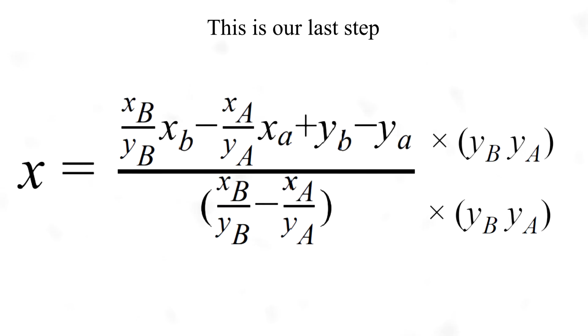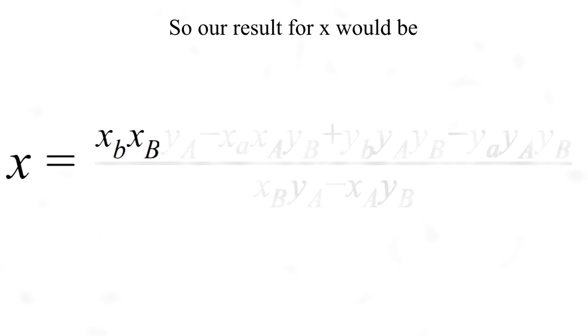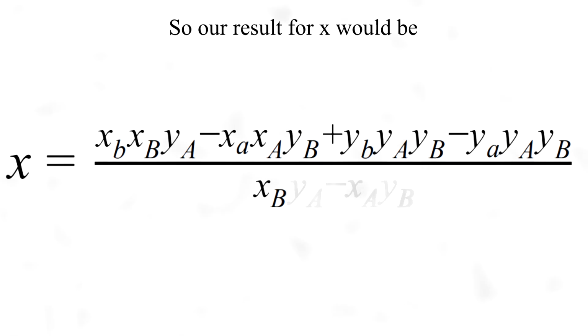This is our last step, so our result for x would be xb, x big B, y big A minus xa, x big A, y big B plus yb, y big A, y big B, minus ya, y big A, y big B, all over x big B, y big A, minus x big A, y big B.